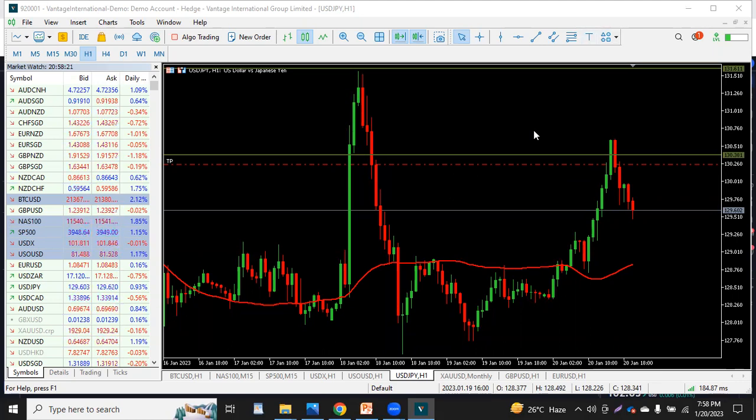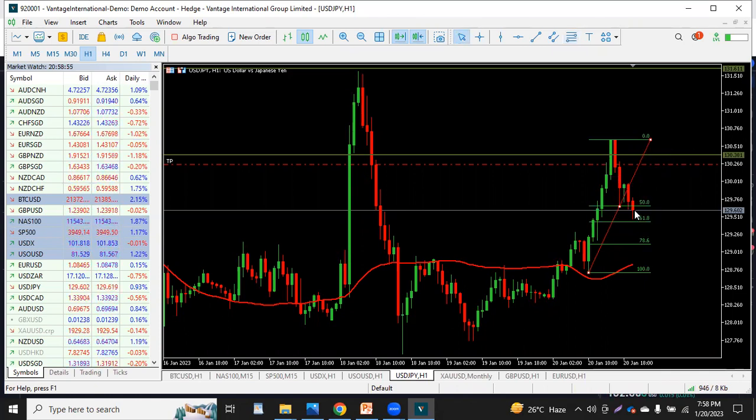For MT4 and MT5 it's the same thing. You find the Fibonacci tool here, on top there. Sorry, I'm trying to get this thing to go up. So the Fibonacci is here. When you click on it, you see it's selected. You can then use it like this.